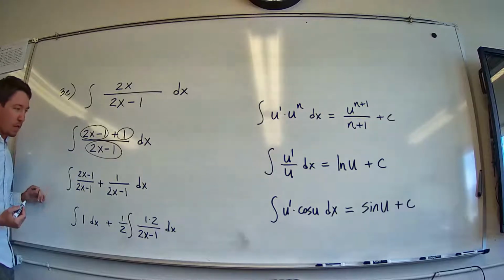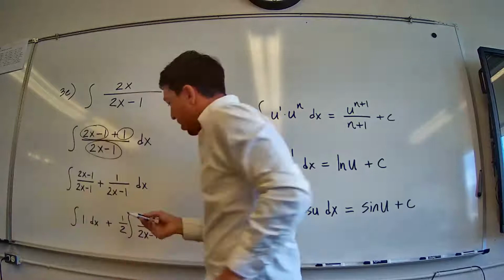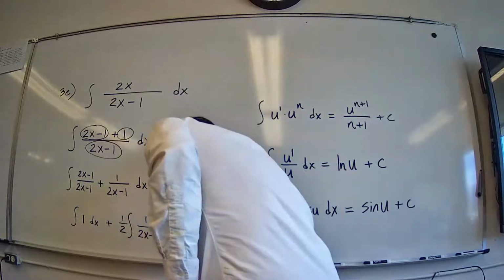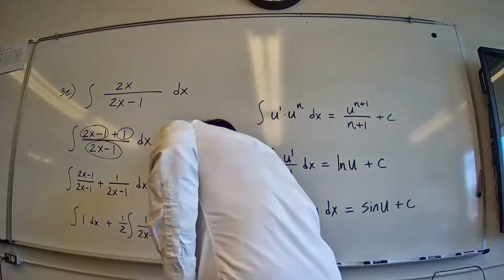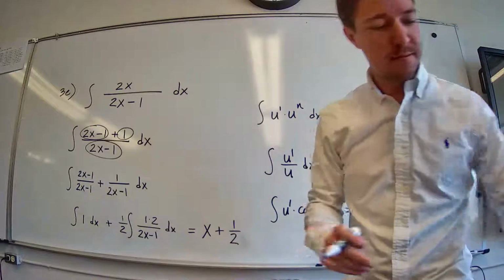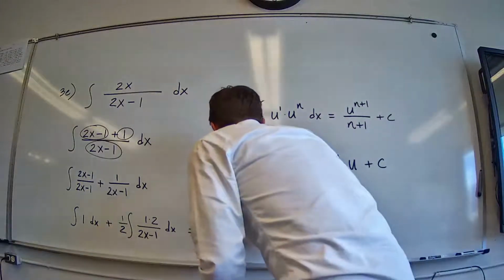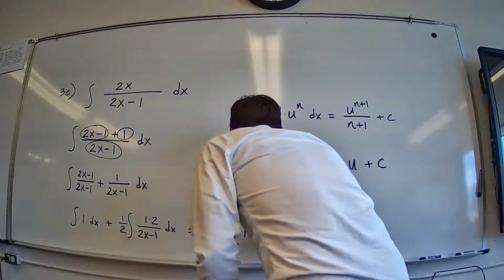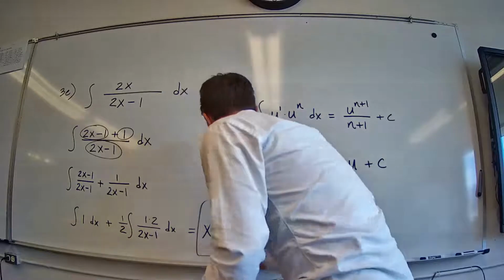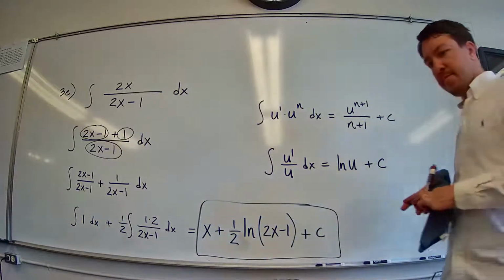Make sense? Yeah. So my final answer is this: x plus natural log of 2x plus C. Isn't that lovely? That is lovely.